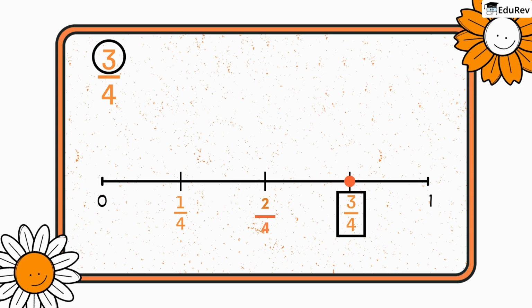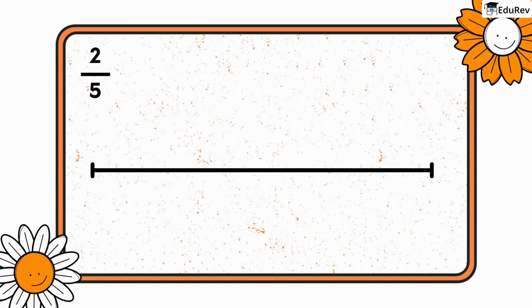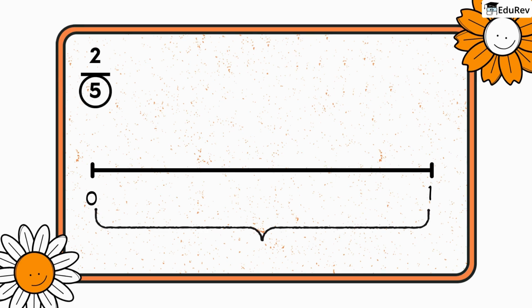Here's another fraction for us to find on a number line: 2 fifths. Here is our number line. We know that 2 fifths is less than 1, so let's go ahead and fill in our start point, 0, and our end point, 1. From the start point to the end point of our number line is 1 whole. The denominator is 5, which tells us that the whole has been split into 5 equal parts.